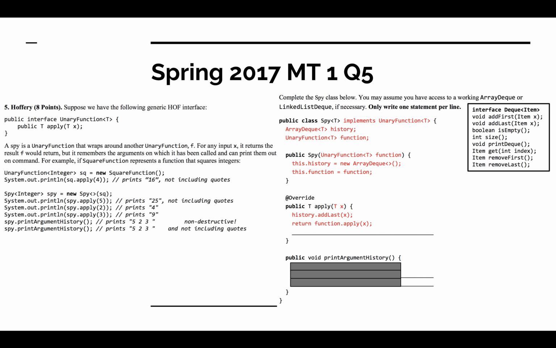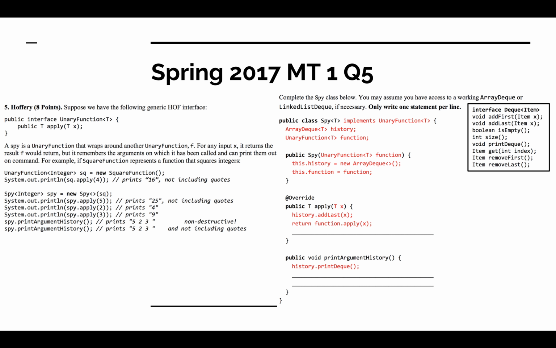And then finally, for print argument history, what do we need to do? Yeah. Call print DQ on this dot history. Yeah. You actually don't need to include the this dot. You can just call history.printDQ, and that's it. So we're done. Do you guys have any questions on this problem?